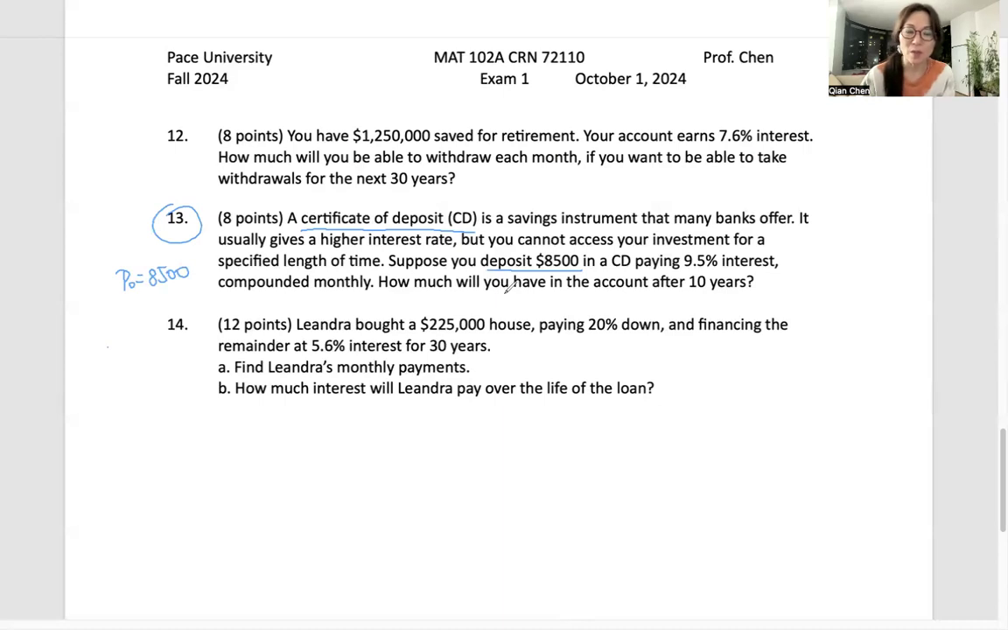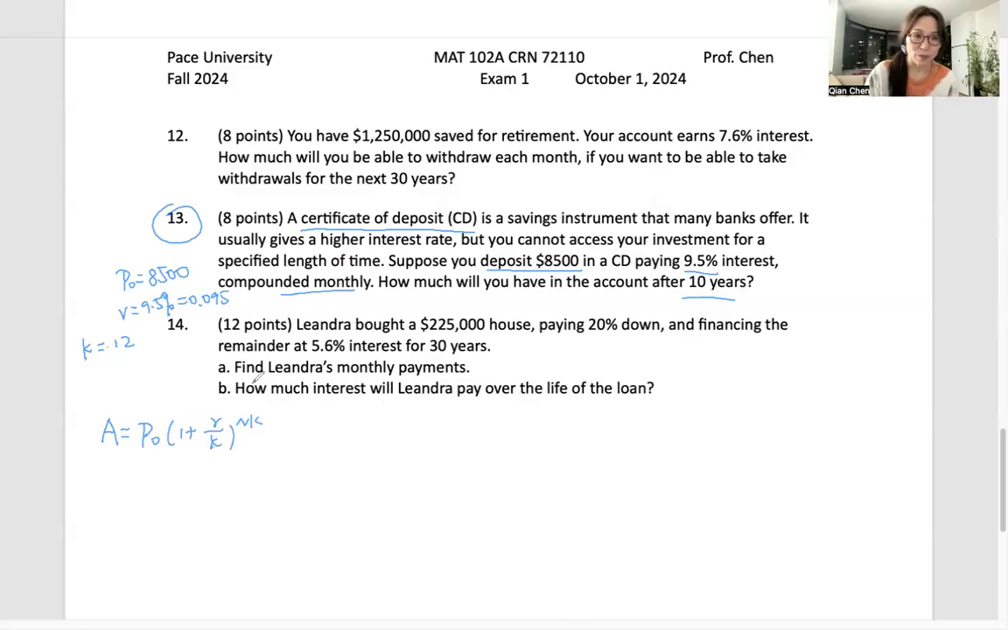So we either use compound or simple. Now, the interest rate R is given, 9.5% or 0.095, compounded monthly, compound interest, right? So K equals 12. How much will you have in the account after 10 years? Again, we're using compound interest. Same as question 11, we use the compound interest formula. So that equals P naught multiplied by 1 plus R divided by K, raised to N times K.